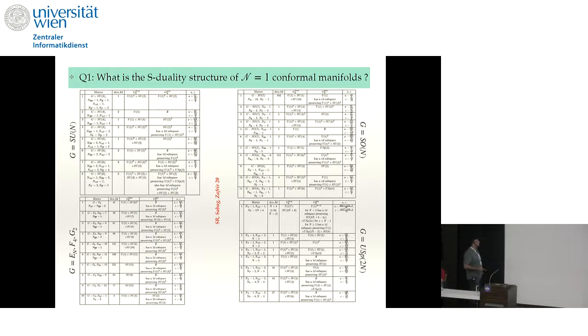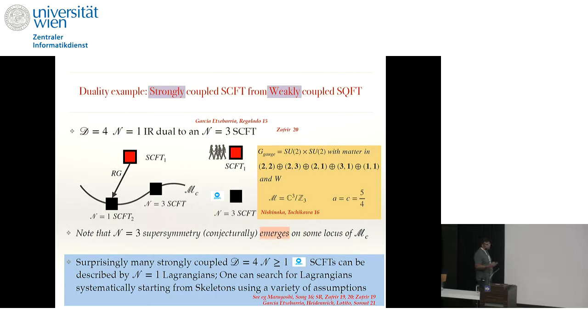gauge theories that you can write down which have non-trivial conformal manifolds. And there is this interesting question: what is the S-duality structure of this conformal manifold? Is there at all an S-duality structure? What is the geometry of this conformal manifold of theories with n equal 1 supersymmetry?